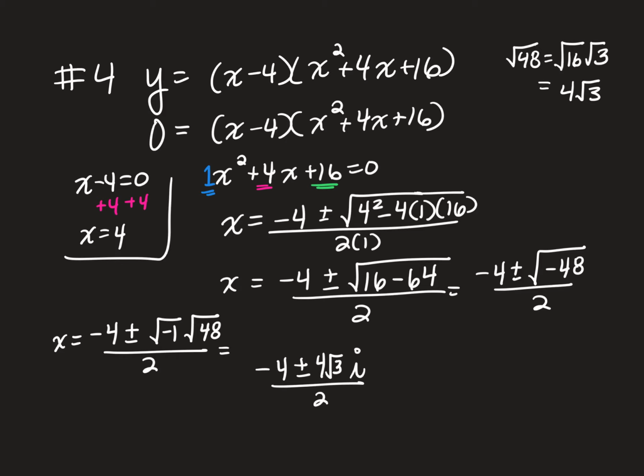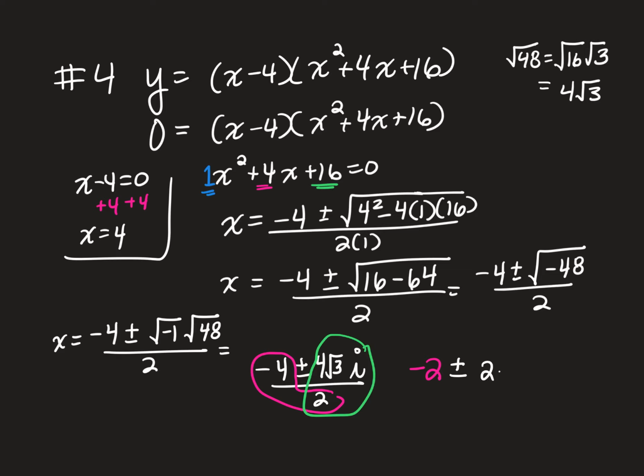Now, just like we've done in the other videos, you can take these and create some fractions here and simplify them. So negative 4 over 2, if I wanted to simplify that, is just negative 2, and then plus or minus. And then I can simplify 4 radical 3i over 2, and I get 2 radical 3i.